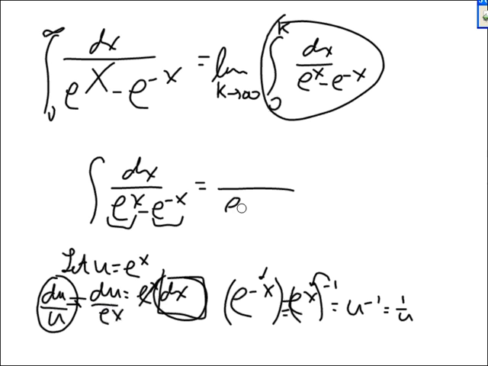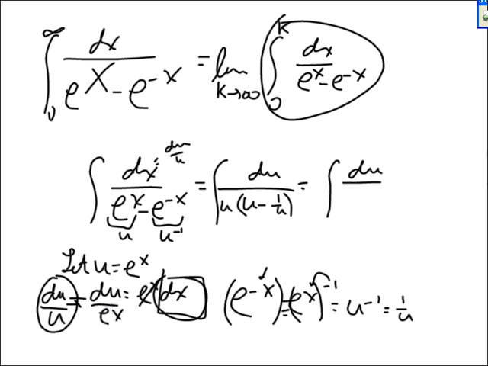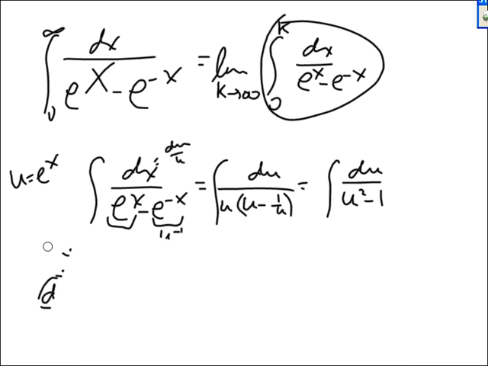Okay, so I didn't mean to write an e here. e to the x is u, e to the minus x is u to the minus 1, and dx is du over u. So let me do the bottom. You have u minus 1 over u, and the numerator is du over u. So what you have is du over u squared minus 1. And let me just write here that u was e to the x. Now, the reason this one is okay is because now it's a trig substitution integral.